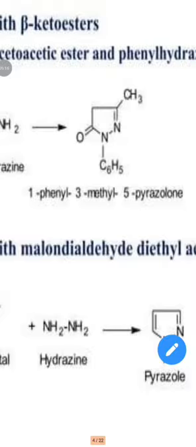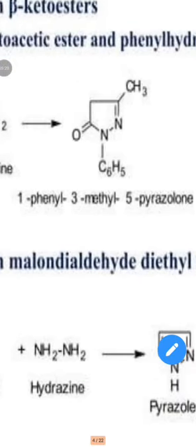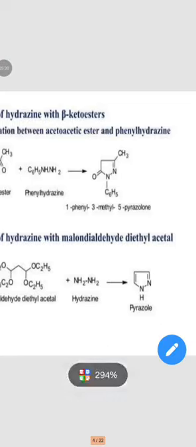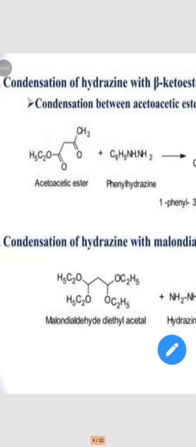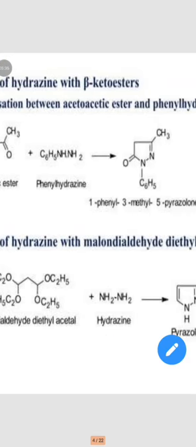At the first position there is a phenyl group, C6H5, and at the third position there is a methyl group. So 1-phenyl 3-methyl 5-pyrazolone is obtained.